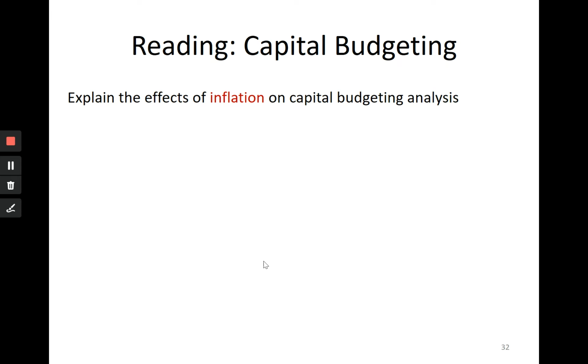Now let's look at inflation. Inflation affects our capital budgeting decisions, particularly in countries where inflation is large. For example, if we have inflation that exceeds 100% over a period of 3 years.